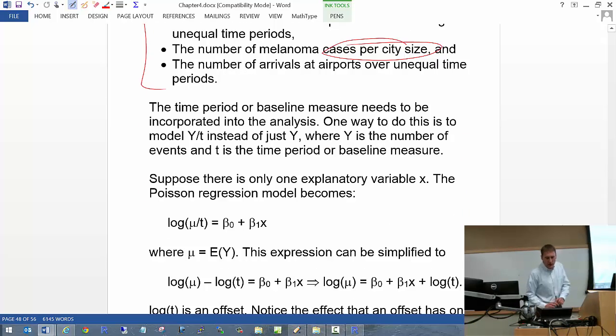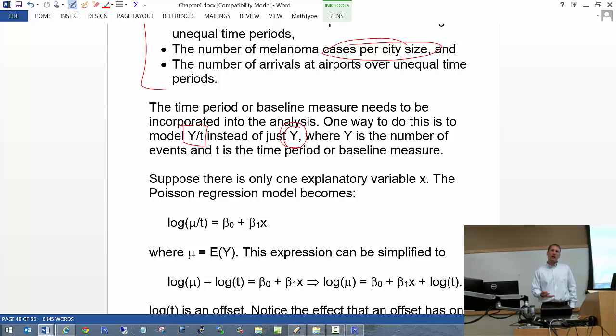So the way that you do that is, instead of just analyzing y, the count itself, let's build a model for y divided by t, where t is this exposure measure, this rate measure. I often refer to it as a time period or baseline measure. So in the Lincoln Airport example, t would be, let's say, 1 for 1 hour. t would be 2 for 2 hours. t would be 8 for 8 hours.